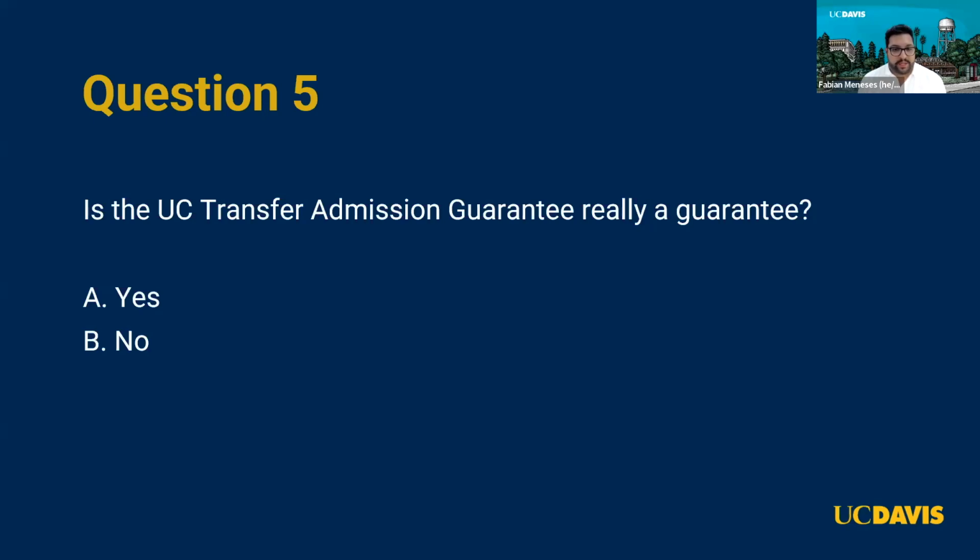Again, when in doubt, check in with the go-to person at your school that offers TAG, or check in with your assigned rep. So good job, everybody, for engaging with us. So let's go into the minimum requirements to transfer to both the CSU and the UC system.